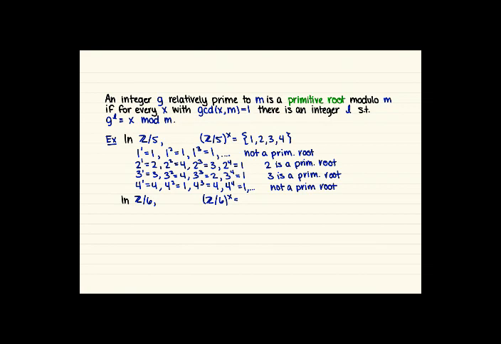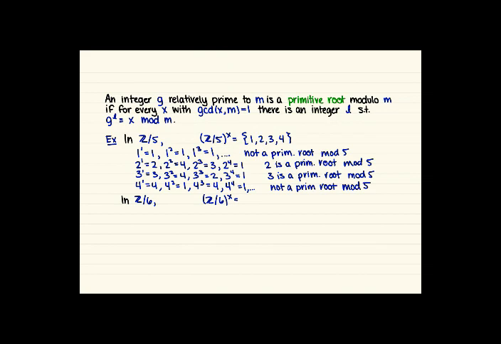These are all specific to mod 5. They might be primitive roots mod other things. Well, 1 will never be a primitive root, except mod 2, I guess.